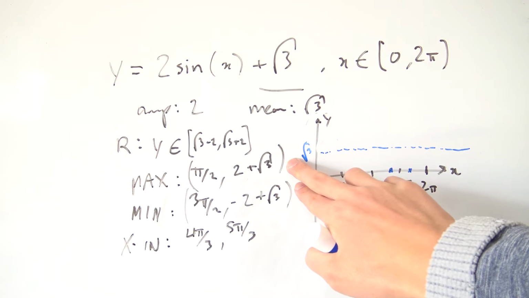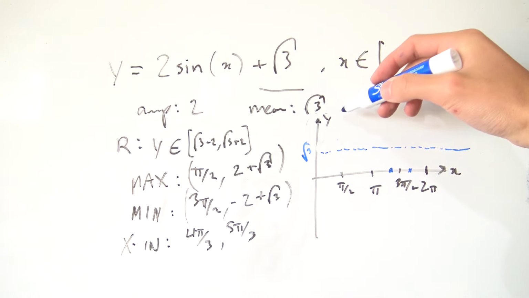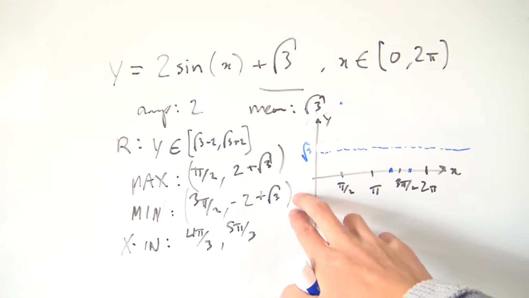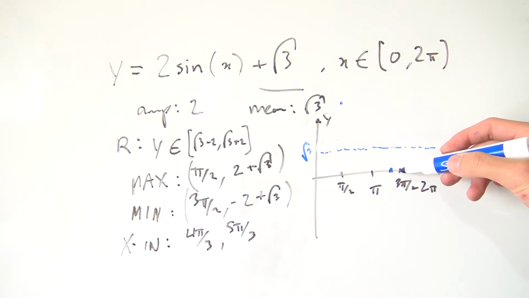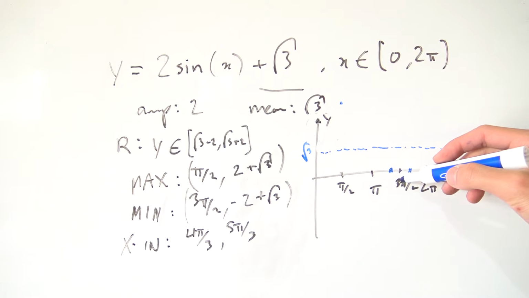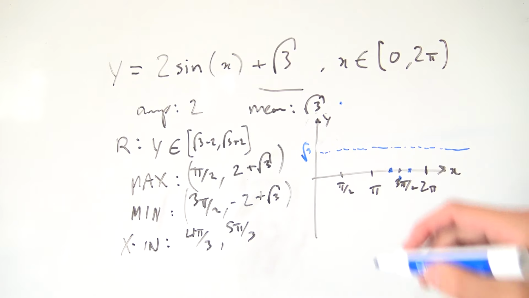So let's put in our maximums and minimums. So we have a maximum at pi over 2, and then 2 plus root 3. So maybe it's going to appear somewhere up here. And then we're going to get a minimum at 3 pi over 2, and then negative 2 plus root 3. That's a pretty close value to 0, so maybe it's going to appear somewhere right here. So I've got most of our important points. Now we just need to put in our endpoints.